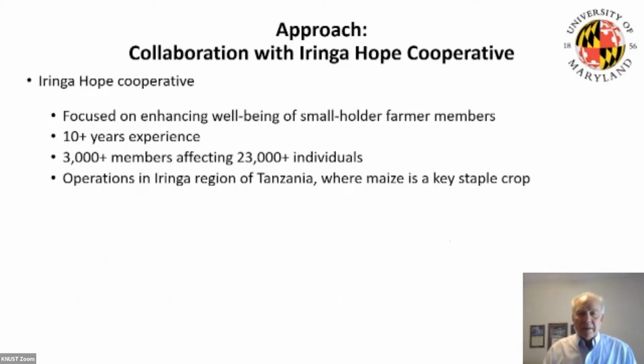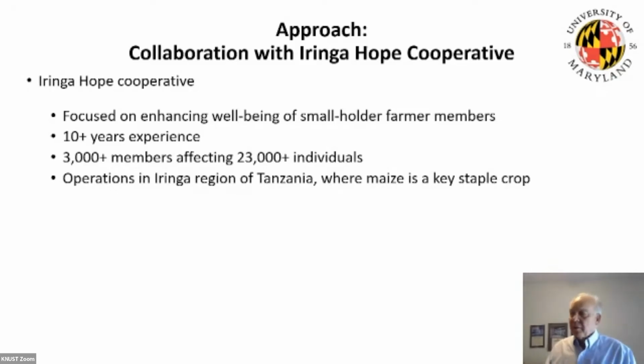The collaboration I mentioned is with Aringa Hope Cooperative. They are focused on enhancing the well-being of smallholder farmers in the regions in which they work. Aringa Hope has been around for over 10 years. It has 3,000 members. It's really locally led as a traditional cooperative, a local board for the Aringa Hope structure.